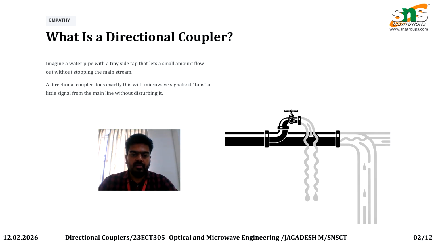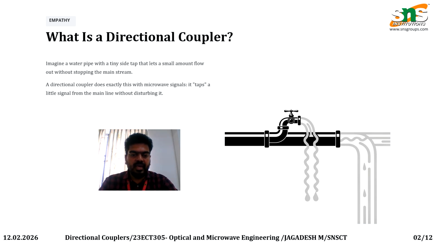In so many episodes of optical and microwave engineering, we have discussed all the episodes in the design thinking approach. So here the very first stage is empathy. What's the need for this directional coupler? What is this directional coupler that we are supposed to know? So just take some analogy.